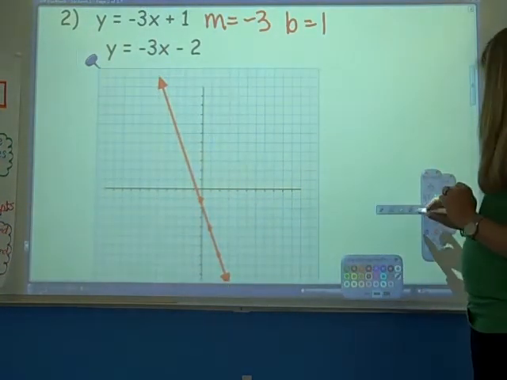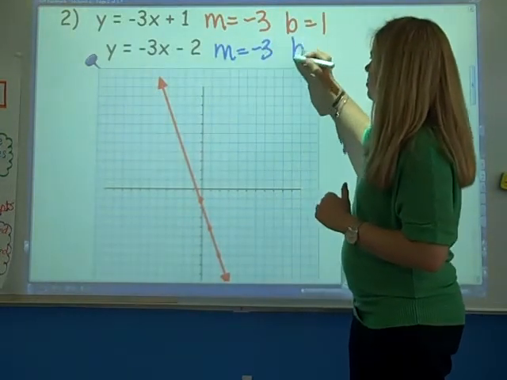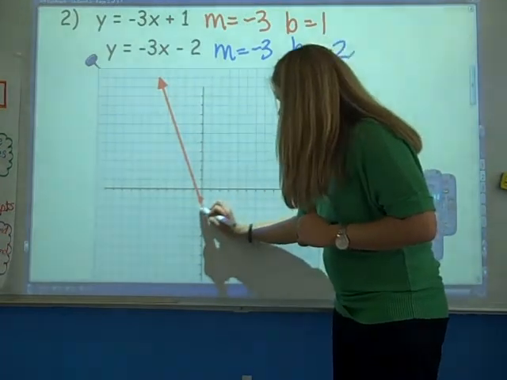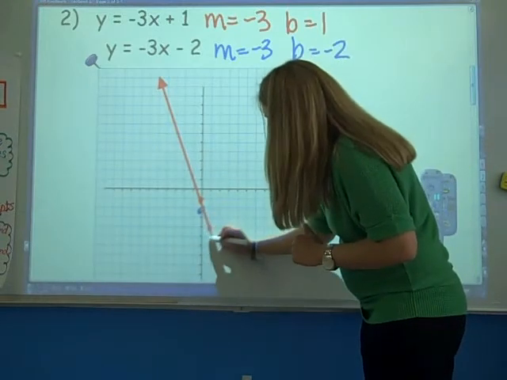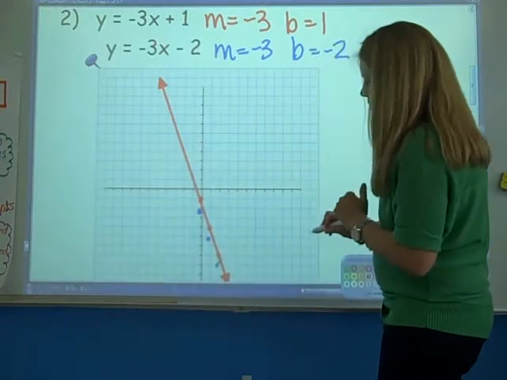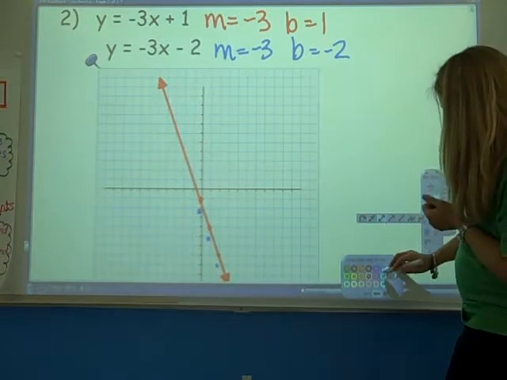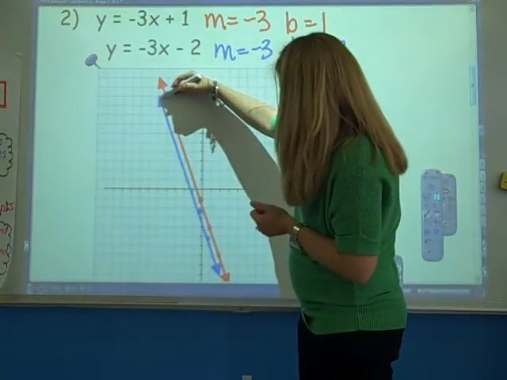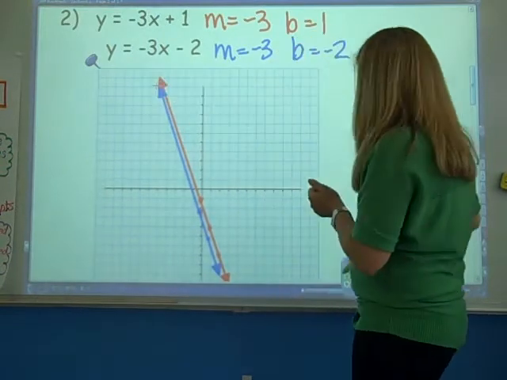Okay, now I'll do the next one. We'll do that one in blue. M equals -3, b equals -2. Y-intercept -2. Okay, down 3, over 1, down 3, over 1, and maybe yours will be a little bit better. My orientation on my board's a little bit off, but for the most part, you should see that these are parallel lines.